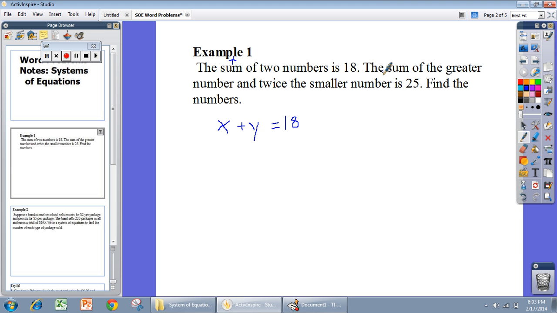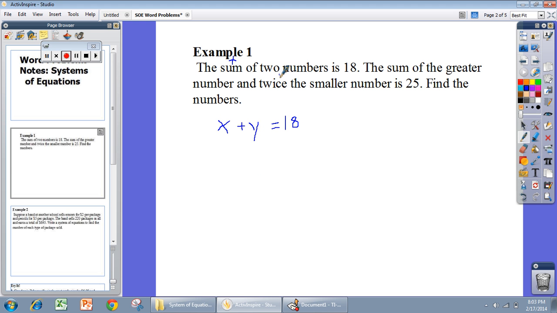All right. The next thing it says is the sum of the greater number and twice the smaller number is 25. And then we actually have to find the numbers. So we're still adding, right? And it says the bigger number plus 2 times your smaller number is going to be 25. We haven't really said which one's going to be the big one and which one's going to be the small one, so let's just go ahead and pick. Let's make x be the small one.